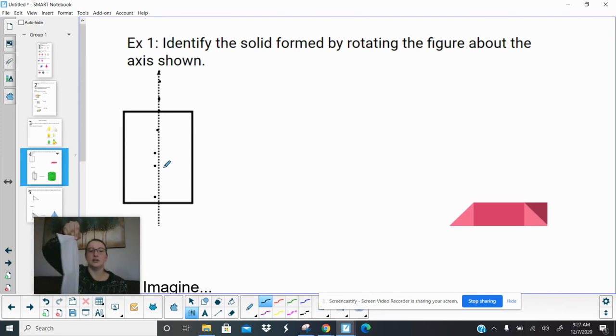You want to imagine scraping away all that Jell-O. What shape would be left? What shape hole did I leave? So think about that for a sec. You can write down your answer if you think you know. If you could draw this, the picture's not too bad. Let's try and imagine this.